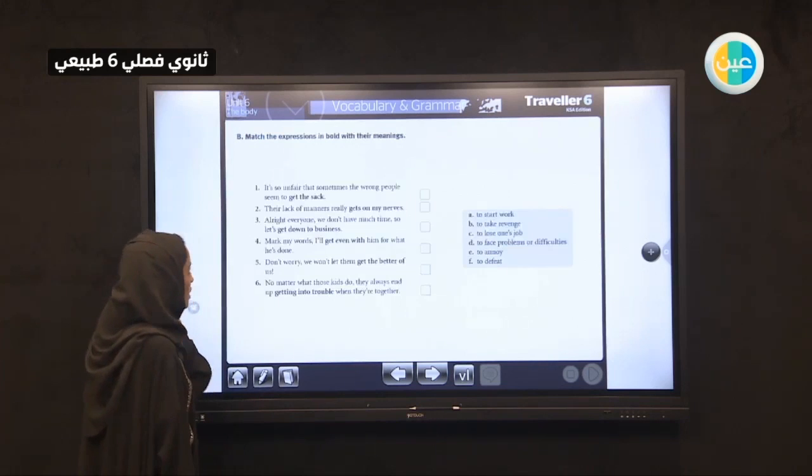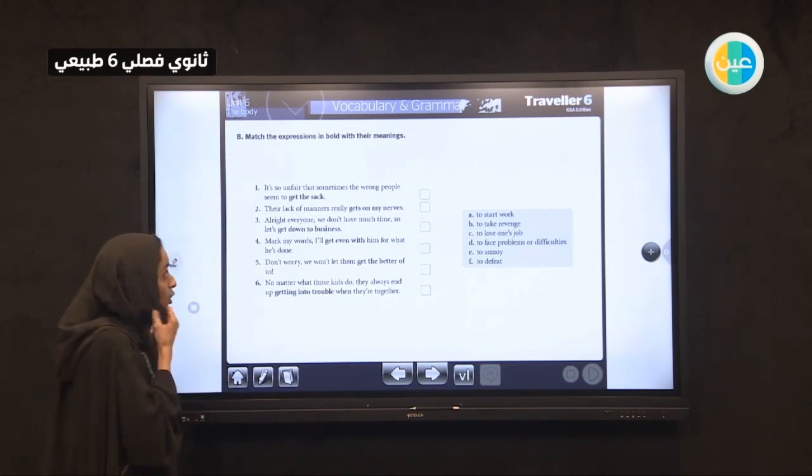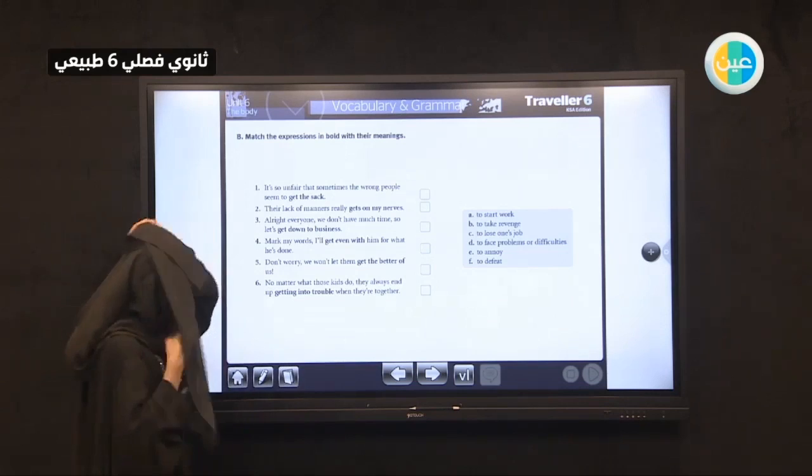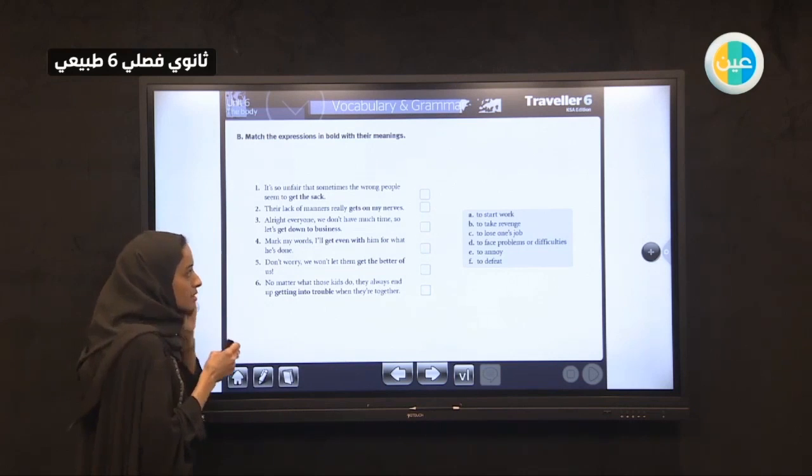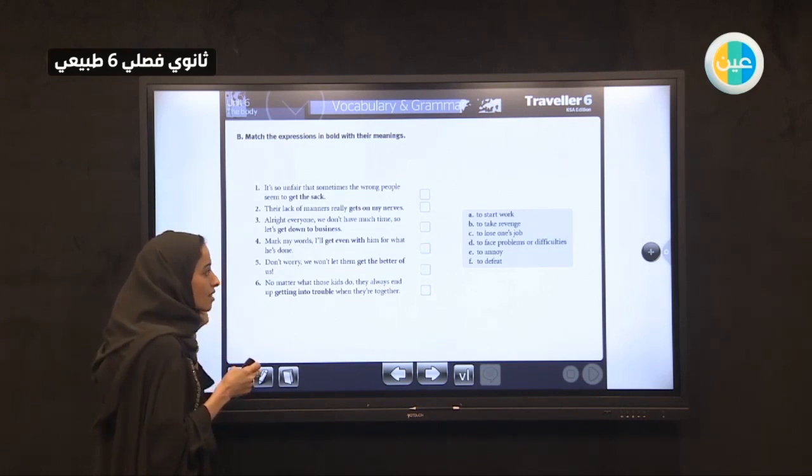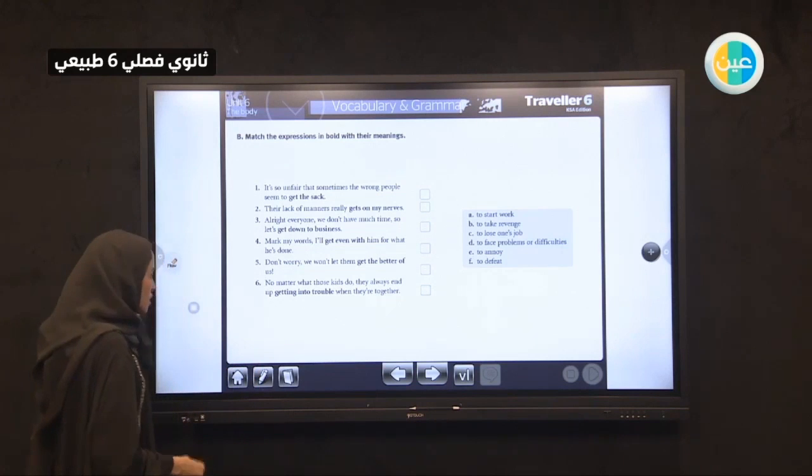We will continue here. Here we have expressions in bold and their meanings. All of them are about get. So we have A to F and sentences 1 to 6.